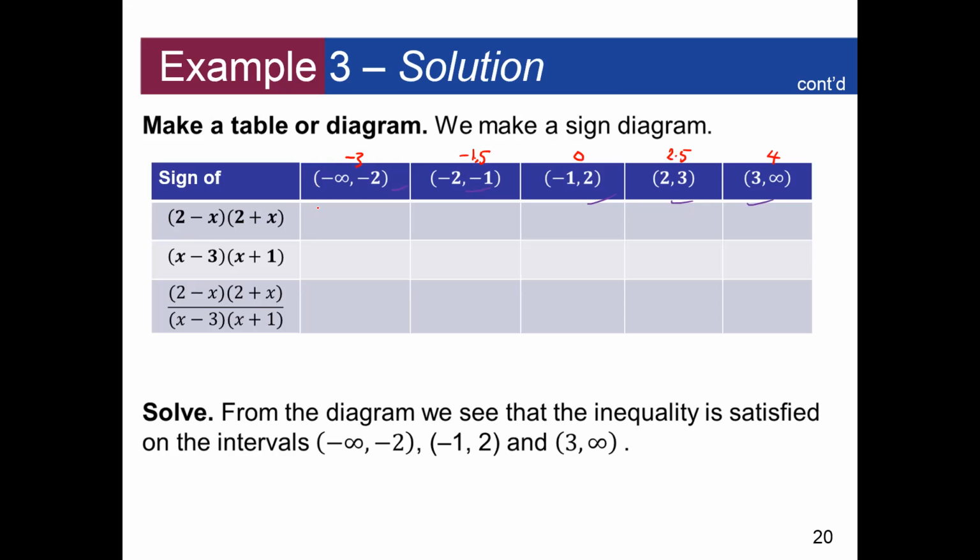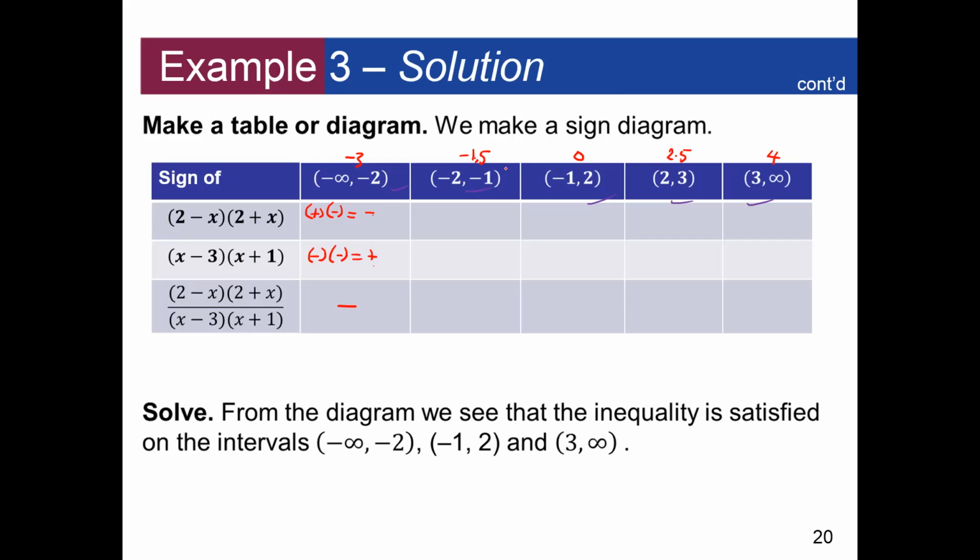So if I have -3, 2 minus -3 will give me positive, and then 2 minus 3 is negative. So this is negative. Then I go to the denominator, which is x minus 3, so -3 minus 3 is negative. Then we multiply by -3 plus 1, which is -2, negative. So that is positive. Then if you divide negative by positive, you get negative for the first one.